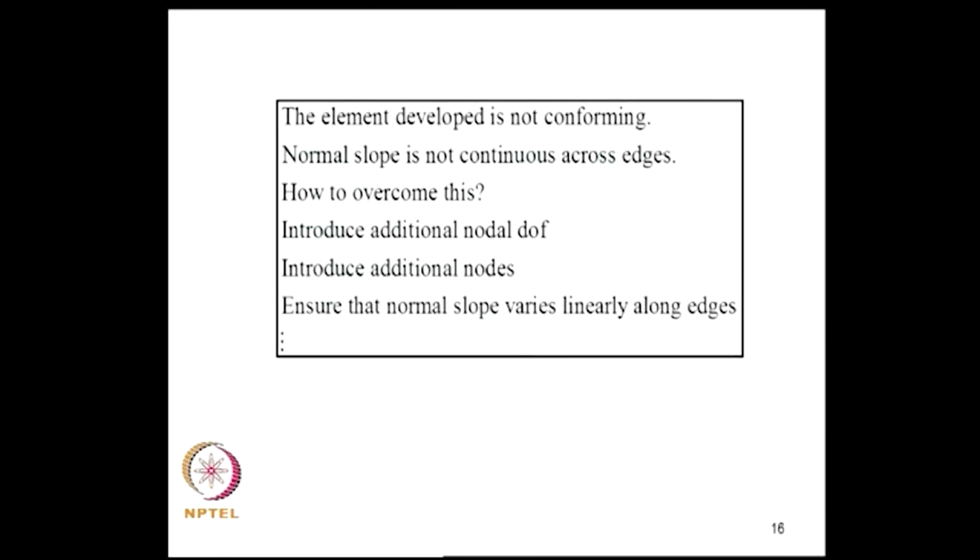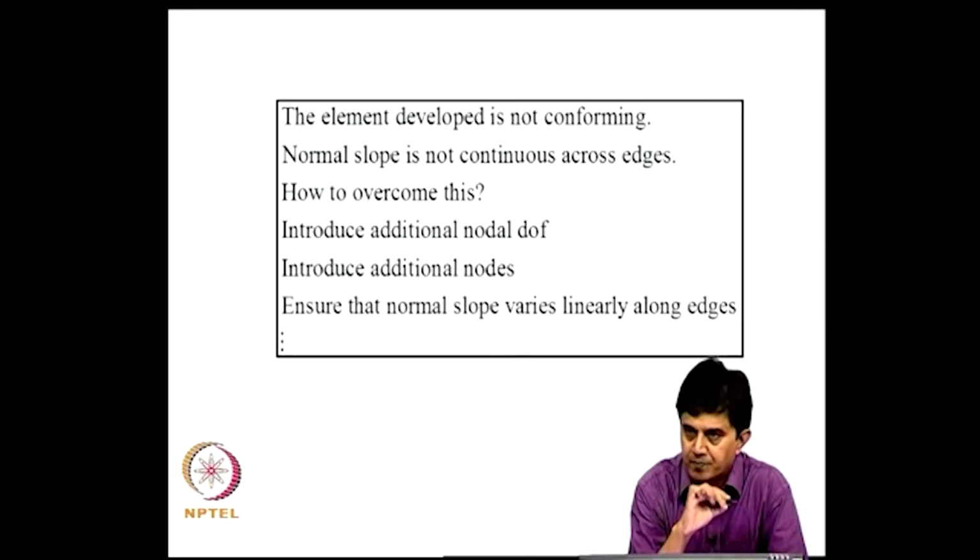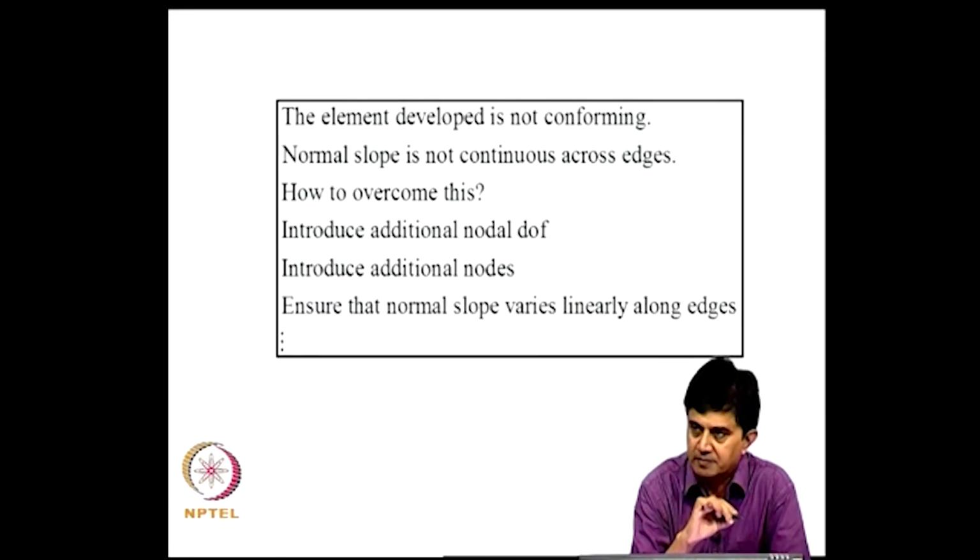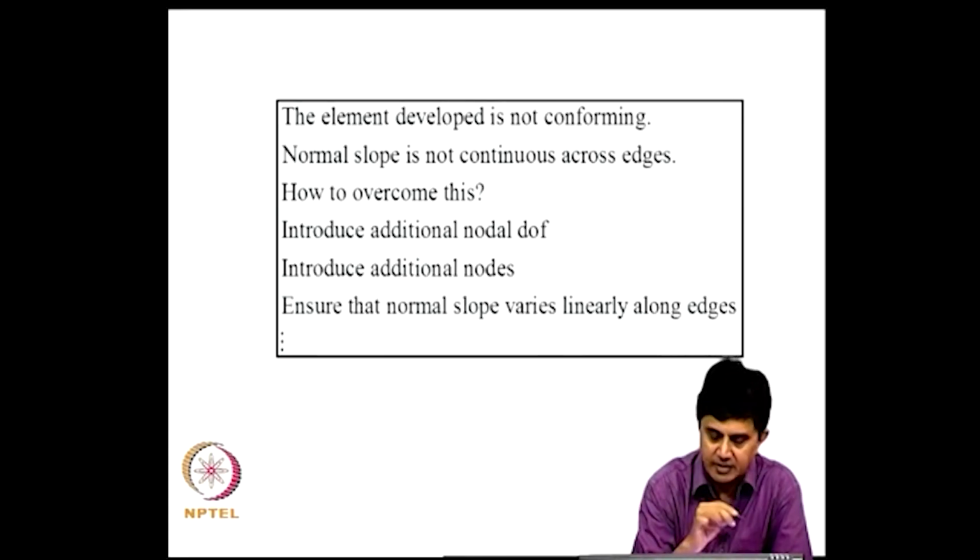Now, the element that we have developed, as I have pointed out, is not conforming. That is, the normal slope is not continuous across the edge. Now, how to overcome this limitation? So, how can we do it? There are various approaches in the literature.